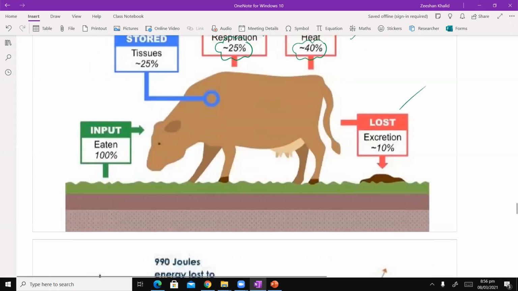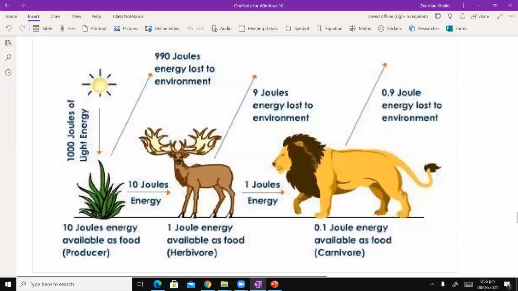I'll give you a mnemonic for this so that you can remember. I want you to look at this diagram. This is a very good diagram that basically explains the same idea that I'm trying to reiterate. You look at this, this is a food chain which shows three trophic levels. You have the grass, you have the deer, and then you have the lion. Now look at this value, 1,000 joules of light energy is coming from the sun, and only 10 joules energy available as food. Sorry, I said that wrong, just forget about what I said. It's 1,000 that is consumed by the plant, and it's only 10 joules that is passing on.